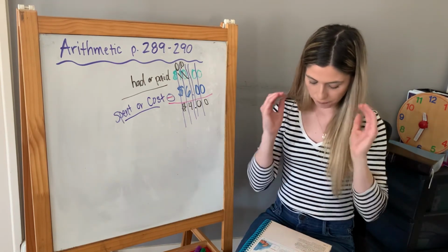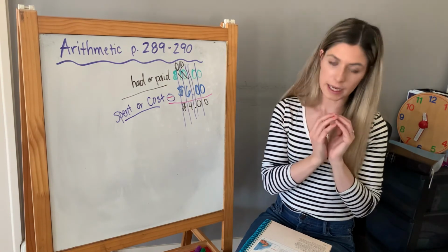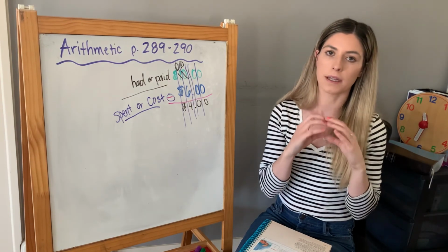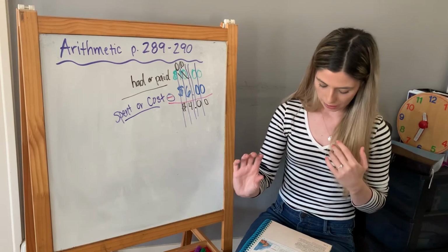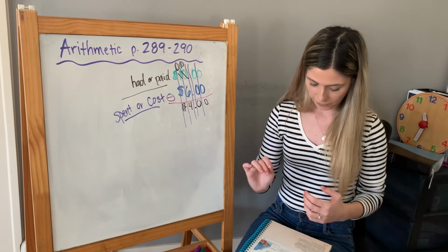Okay, write your problem and find the answer in the workspace box. Then take that answer and write it on the line where it says blank degrees Fahrenheit.